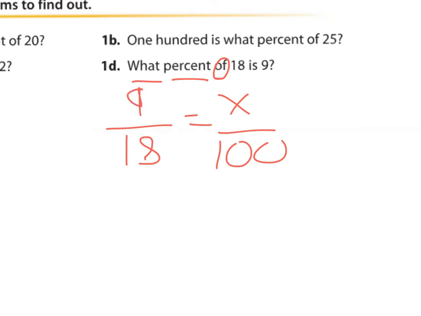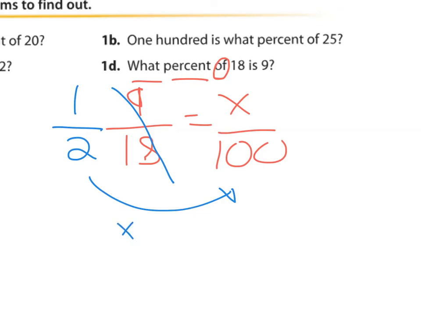There we go. As I mentioned earlier, before you cross product, go ahead and see if you can simplify. This would be one that I would want to simplify, and I can see that they're both multiples of 9. On the top, I only have one 9, and on the bottom, I have two 9s. So this is a half, right? Since it's a half, what did I do to the 2 to make it 100? I had to multiply it by 50. And whatever I did to the bottom, I must do to the top. So I multiply the top by 50, and I get 50 out of 100, or 50%.